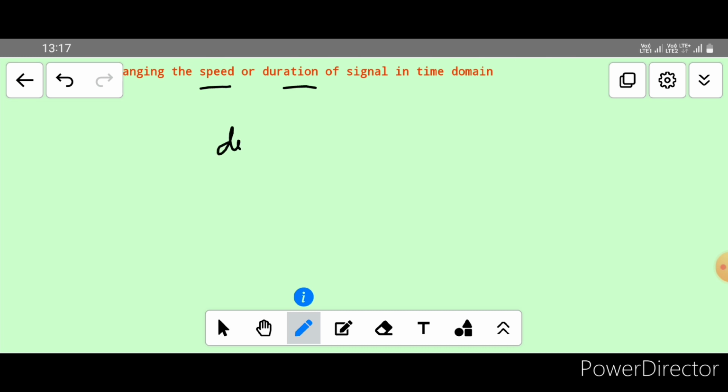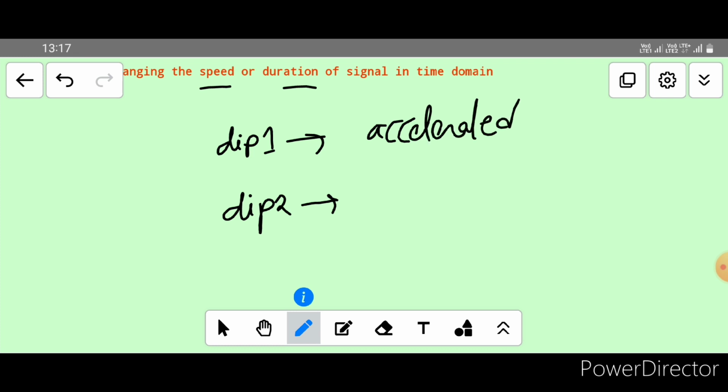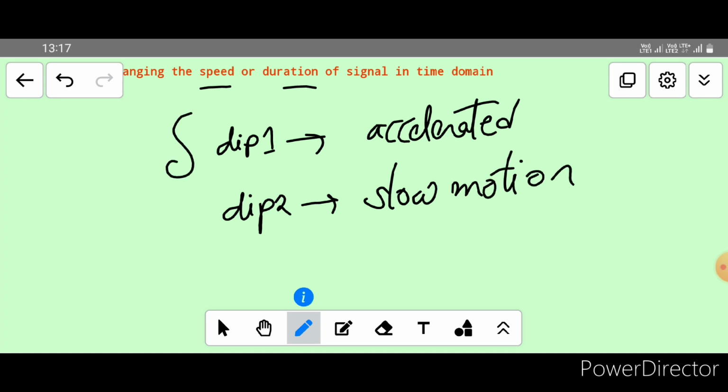Now we have found out that clip 1 is the same words but in an accelerated fashion. Both clip 1 and clip 2 are saying the same thing, passing the same information, but clip 1 is the accelerated form and clip 2 is little slow motion, right? So this is nothing but time scaling, which we are going to study today.